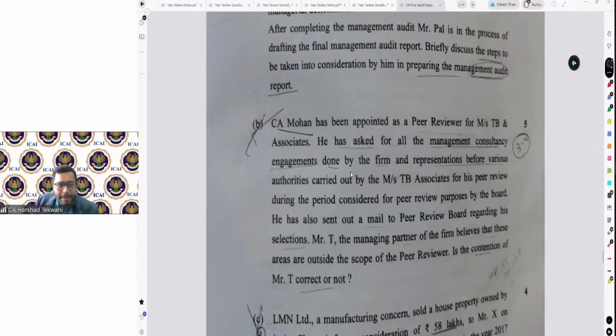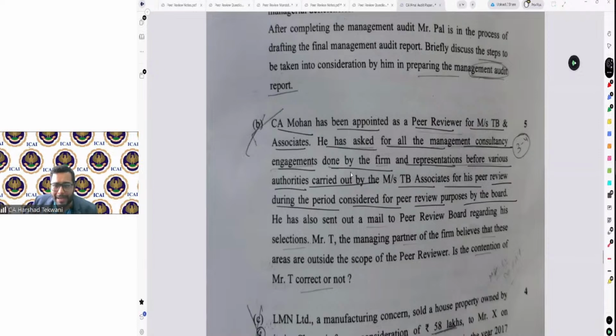CM Mohan has been appointed peer reviewer of Messrs. TB and Associates. He has asked for all the management consultancy engagements done by the firm and representations before various authorities carried out by TB and Associates for his peer review, during the period considered for peer review purposes by the board. He also sent a mail to the peer review board regarding his selection. Mr. T, the managing partner of the firm, believes that these areas are outside the scope of peer review. Is this contention of Mr. T correct or not?